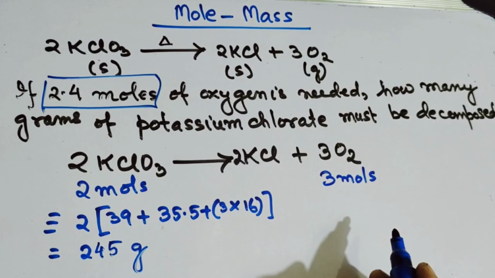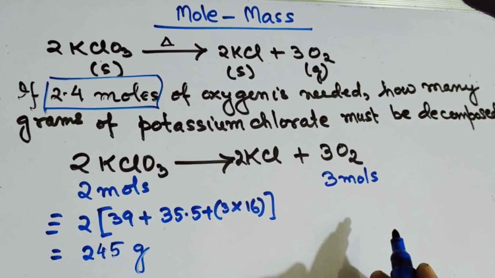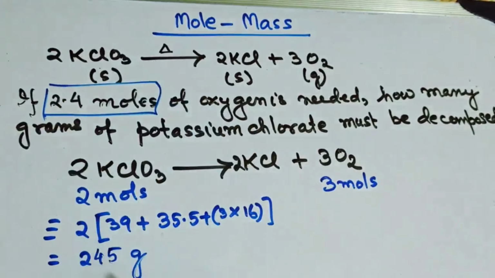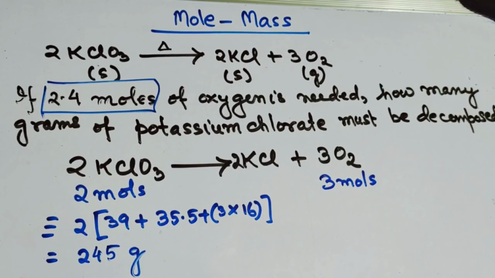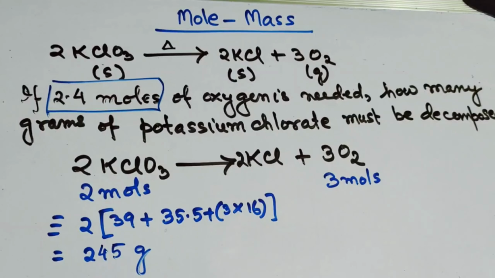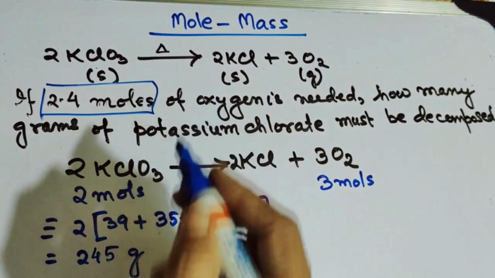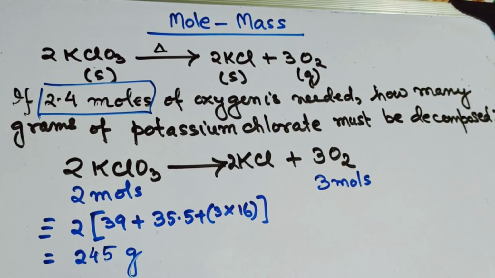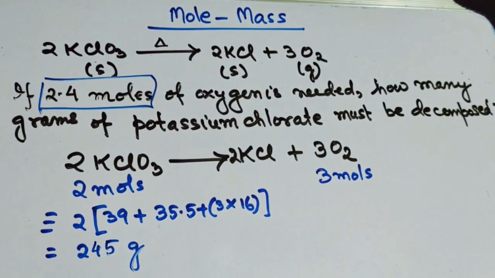But the oxygen that we are using in that experiment, we will obtain it by this reaction. So the question is, how many grams of potassium chlorate must be decomposed such that you can obtain 2.4 moles of oxygen, which you can use in some other experiment?